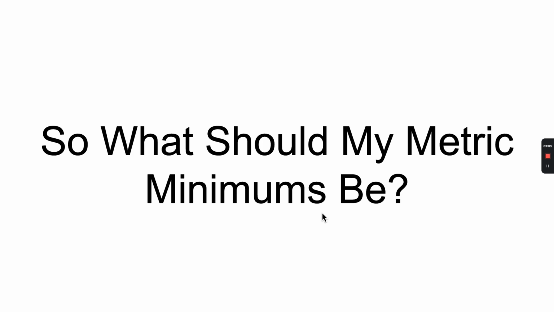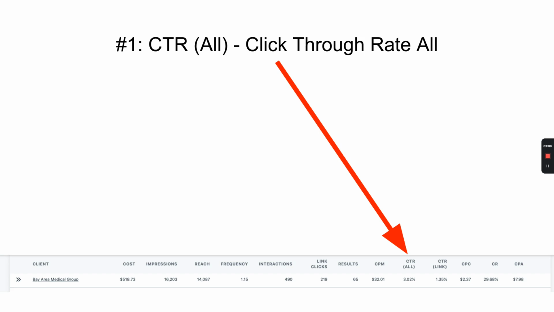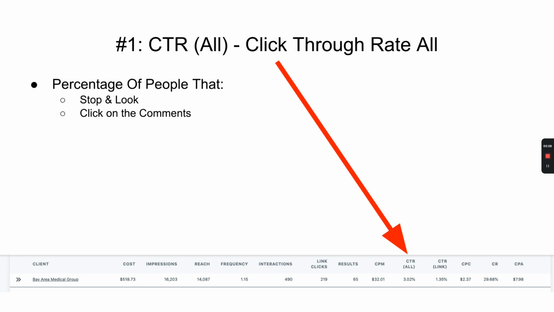So what should my metrics minimums be? Let's get into it. There are 4 main metrics that you're going to be checking. Metric number 1 is your click-through rate all, okay? And in UpHex, it looks just like this. You're going to see CTR all. This is the percentage of people that stop and look at your ad, that actually click on the comments, that click on the ad copy to read more.